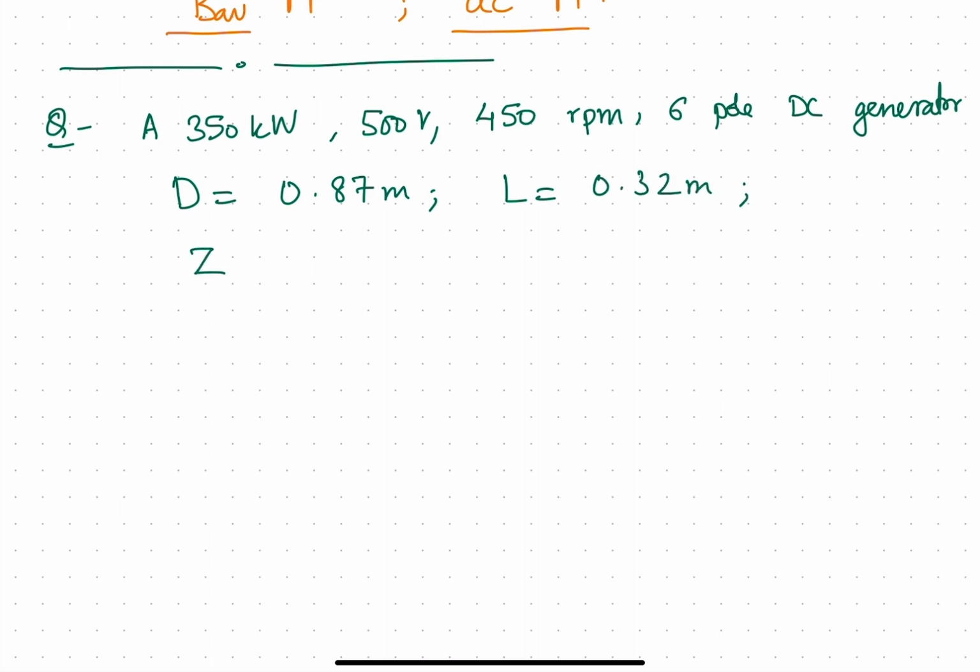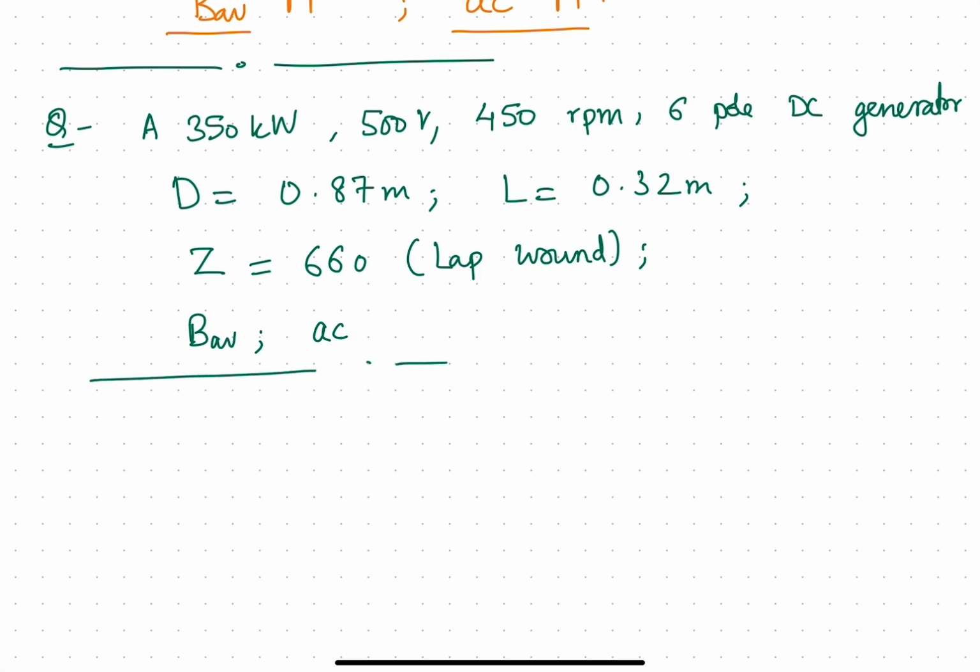The number of conductors is 660, which is lap wound. So you have to calculate the specific magnetic loading and the specific electric loading. Okay, so this is the question. Let's try and see how we solve it.